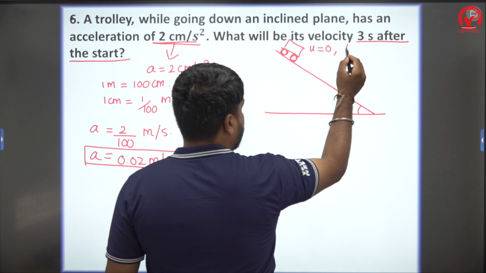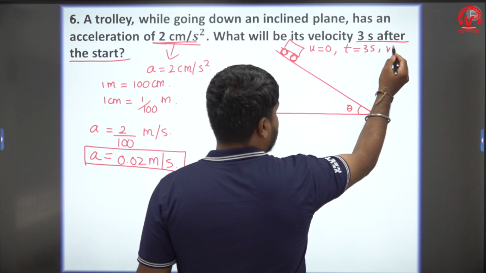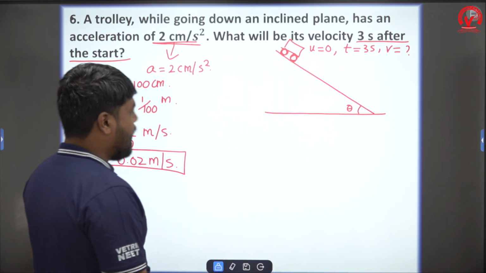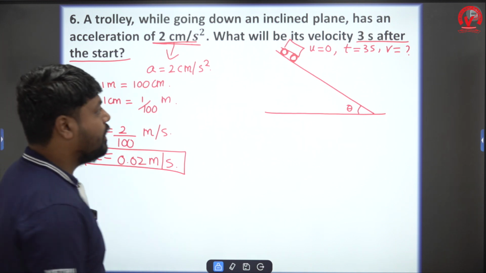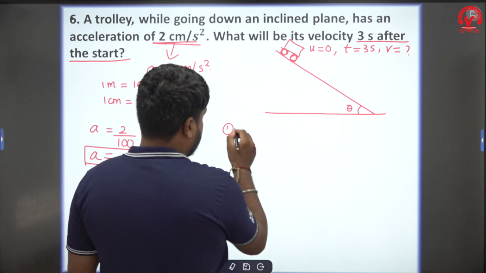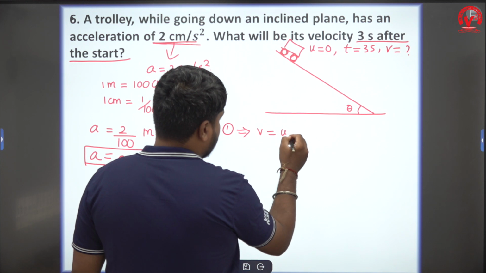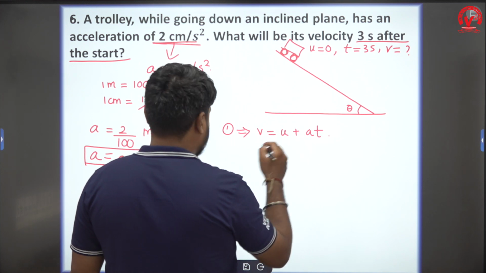And at time t equal to 3 seconds, what's its velocity? This is the question, and it is accelerating at 0.02 meter per second squared. So the first equation is what? v is equal to u plus at. They are asking for v only.